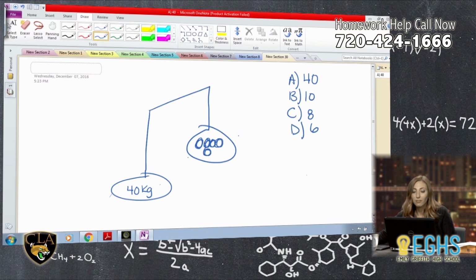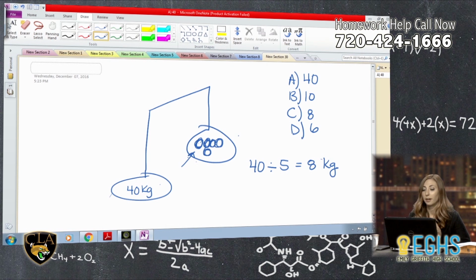And so what we know also, if let's say that these two were equal to each other, then each of these cans, we could take this 40 divided by 5 to find out what each can would weigh. And that's just, again, if they were equal. So we'd say 40 divided by 5, that's 8. So again, if these two weights were equal, they'd be 8 kilograms each.